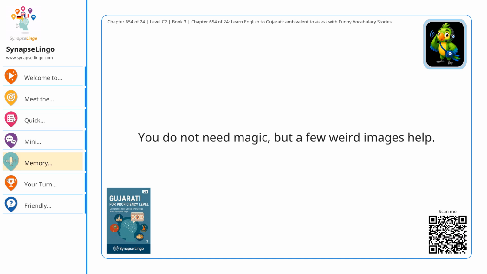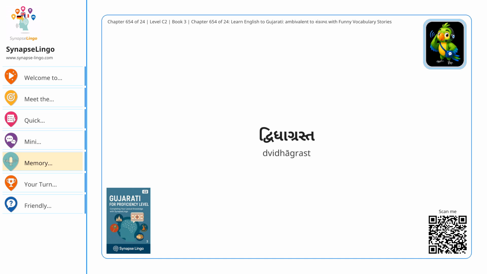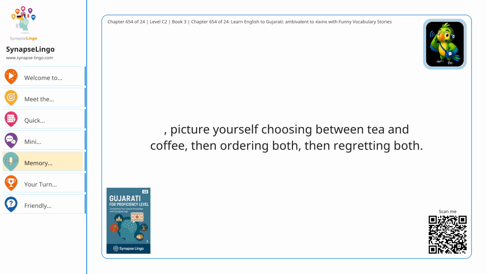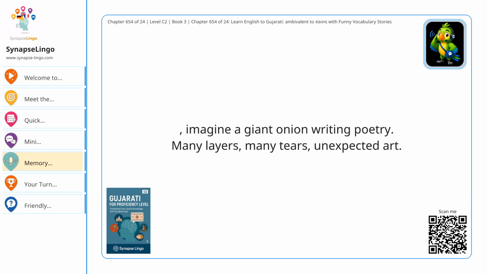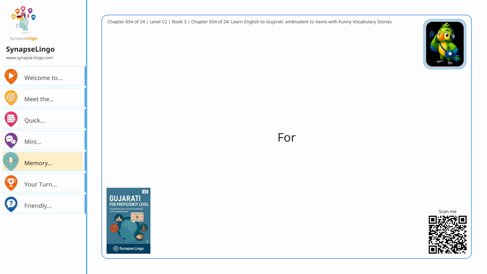Memory tricks that actually stick. You do not need magic, but a few weird images help. And weird is one of our strengths today. द्विधाग्रस्त: picture yourself choosing between tea and coffee, then ordering both, then regretting both. बहुपड़ीयू: imagine a giant onion writing poetry. Many layers, many tears, unexpected art. जटिल: see a knot wearing smaller knots as accessories. विरोधाभास: imagine a t-shirt that says, I hate slogans.